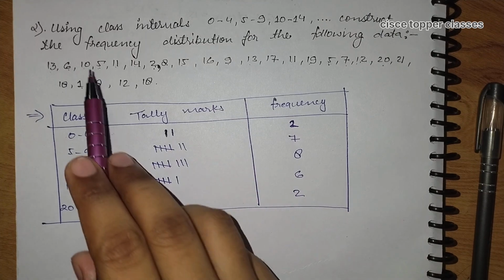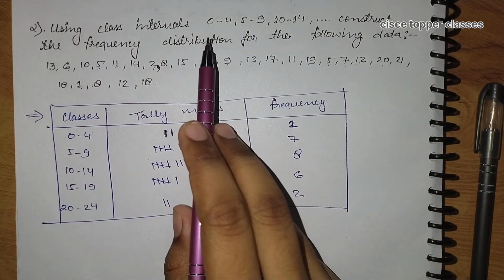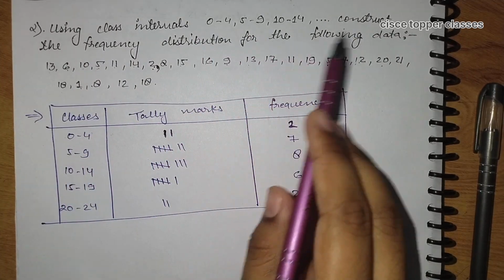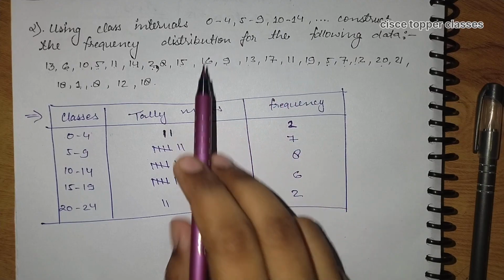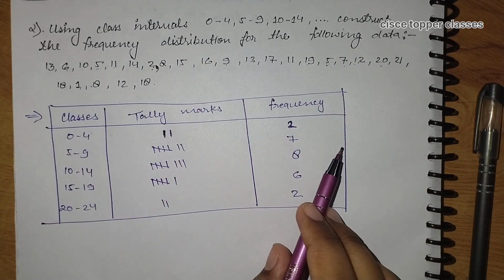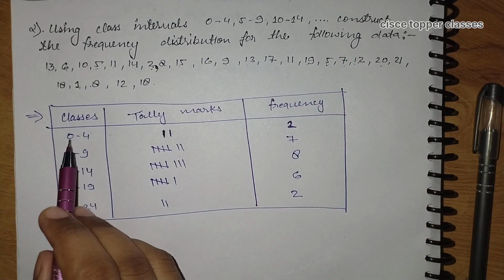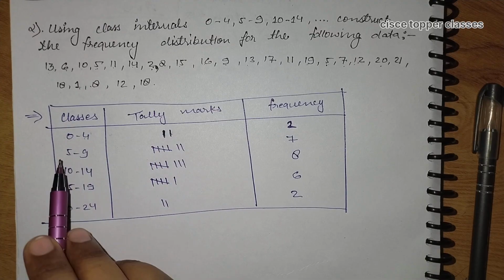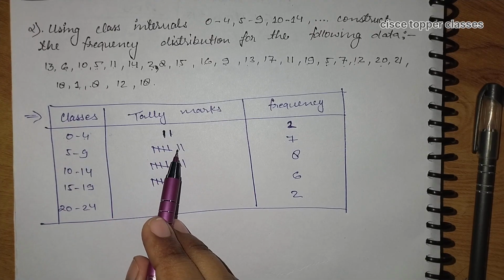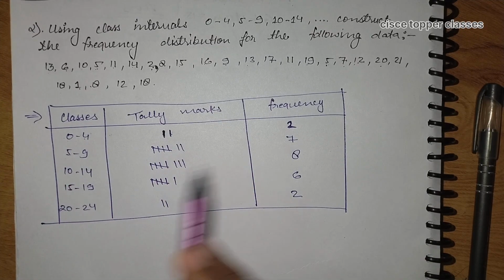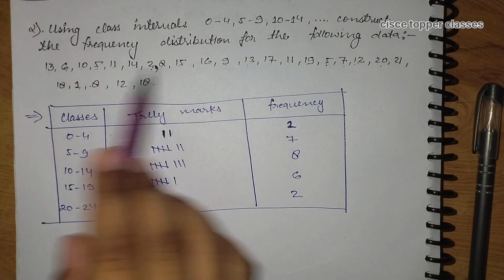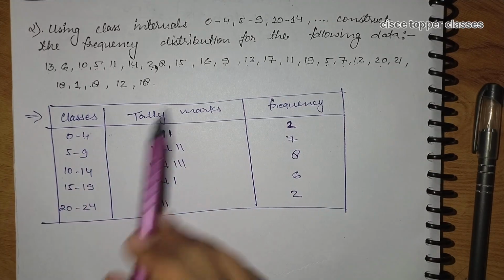Let us solve here question number 2. Using class intervals from 0 to 4, 5 to 9, 10 to 14, we have to construct the frequency table for the following data. So this is the frequency table here. If we write for 0 to 4, we have 2 values. Then 5 to 9, we have 7 values, so here 7 frequency. Then 10 to 14, if we count from this data, we have counted here.